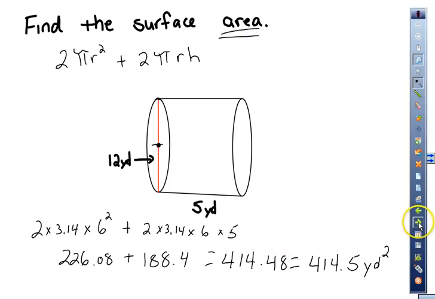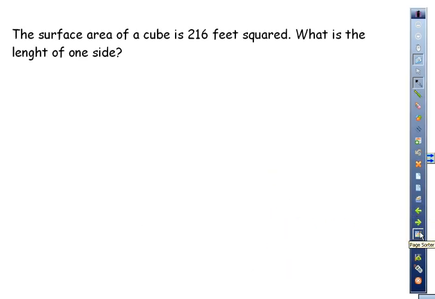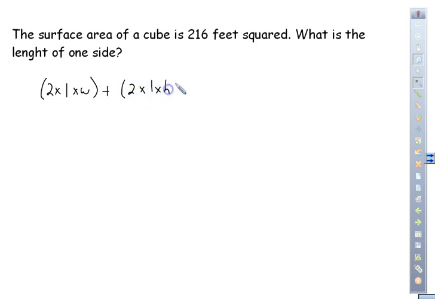Okay, so let's try the next one. This one's a little more difficult. It's going to take a little different approach to get this answer. So go ahead and hit pause and solve this. For this one, you've got to work backwards. So we're going to first use our formula, which is 2 times the length times width, plus 2 times the length times the height, plus 2 times the width times the height.